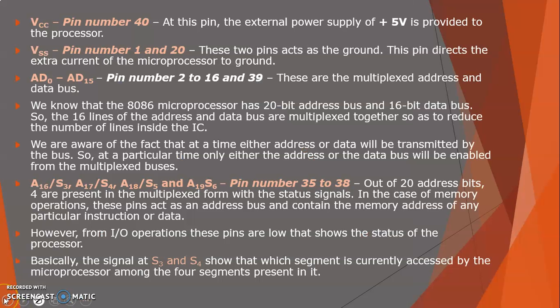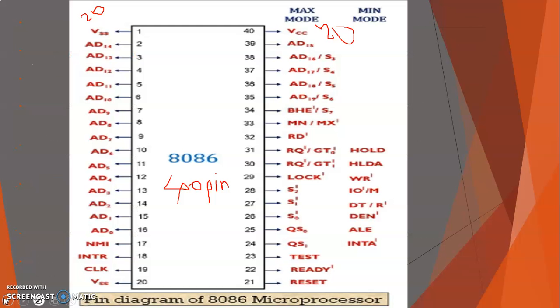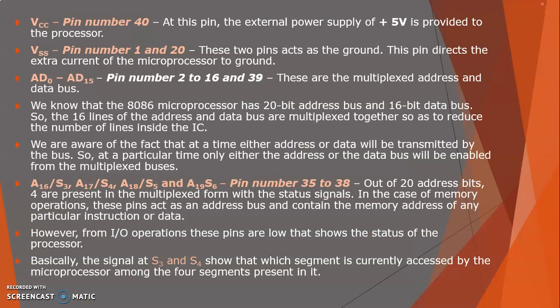Next we will describe the pins. First is your VCC, pin number 40. At this pin, the external power supply is provided, positive 5 volts is provided to the processor. VSS, pin number 1 and 20. These two pins are ground. मतलब यहाँ पे जो pin number 1 और pin number 20 है, that is defined as the ground. This pin directs the extra current of the microprocessor to ground.